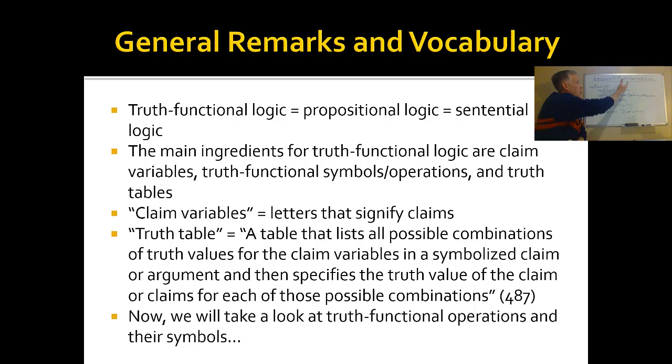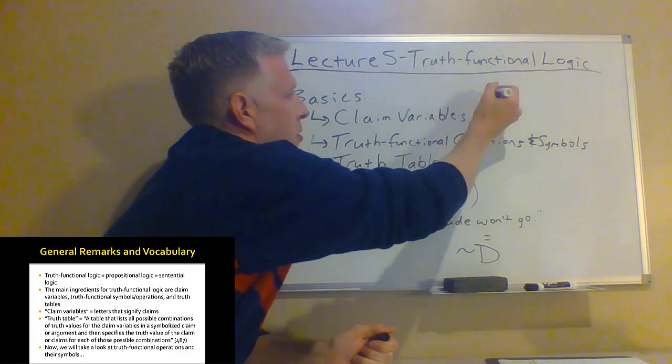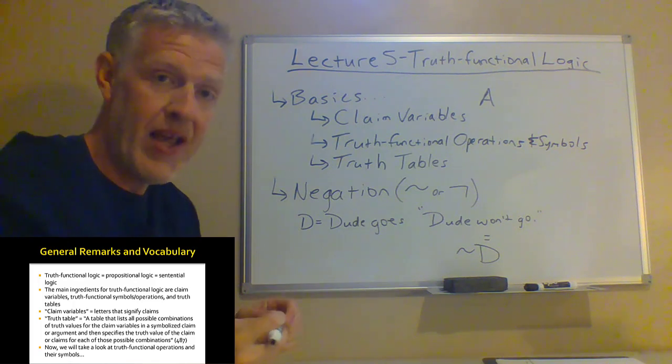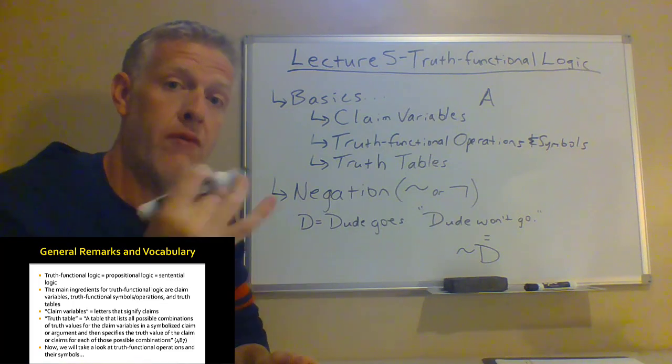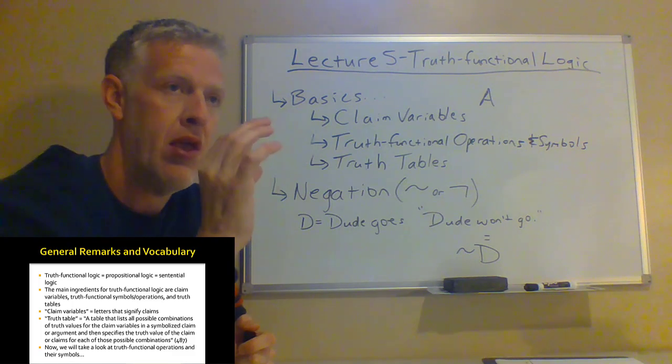This time around, what we're dealing with is called truth functional logic as opposed to categorical logic, which was discussed in the last lecture. As I mentioned earlier, truth functional logic is also sometimes called propositional logic or sentential logic. It's propositional in the sense that we'll have claim variables, letters that represent claims. The important thing is that these claims are things that can either be true or false. That's the characteristic they have.